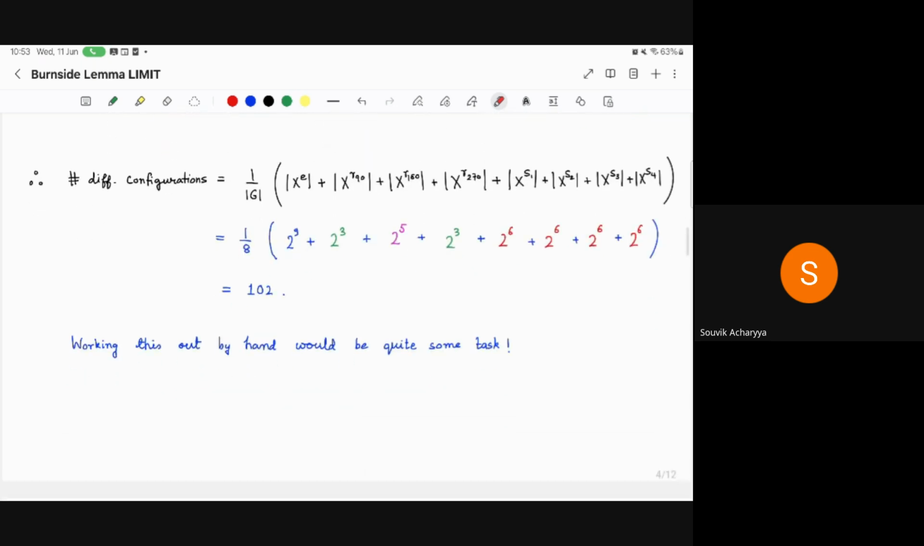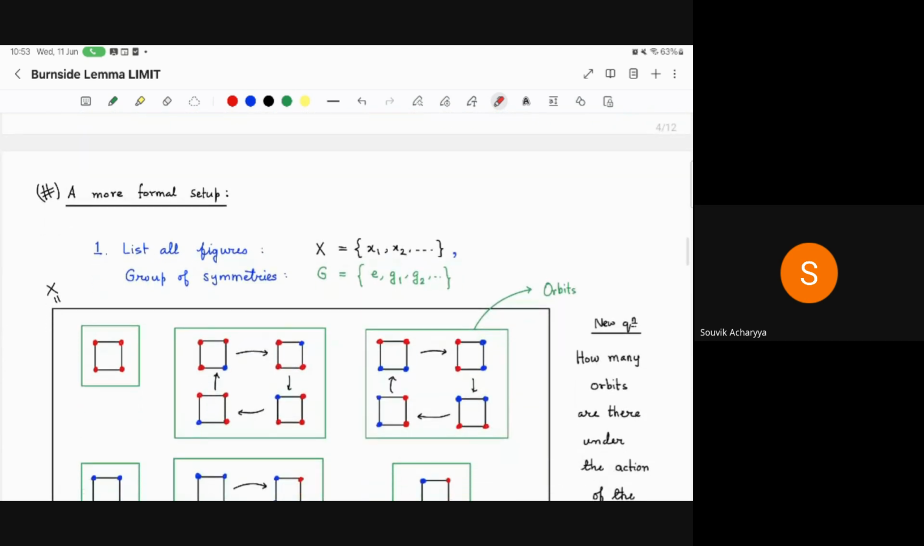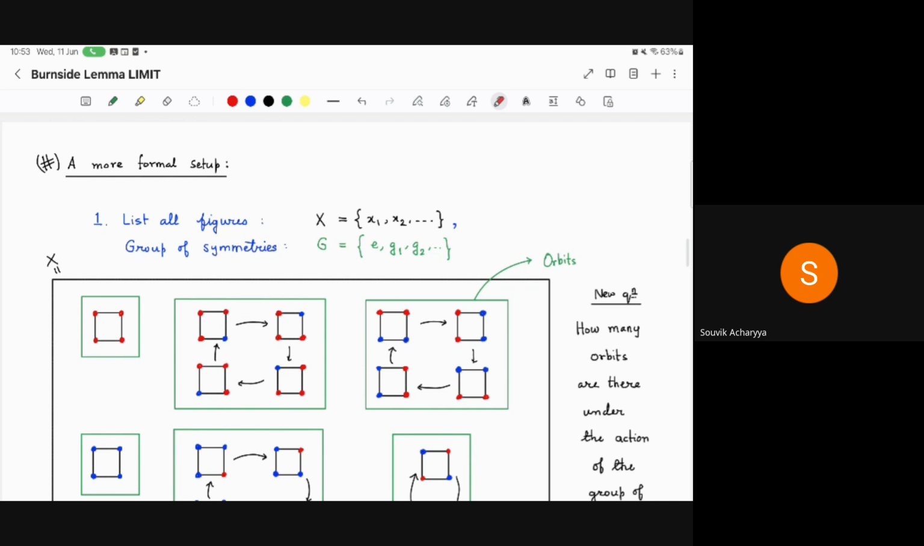And now let's try and look at a proof of this. Before going to a proof, let's look at a slightly more formal setup. This X, capital X as usual, is the list of all figures, and capital G is a group of symmetries. So you have E and g1, g2, and so on. It's just a list. Don't worry about it. Both are finite. Otherwise it makes no sense to ask. We only count finite things.